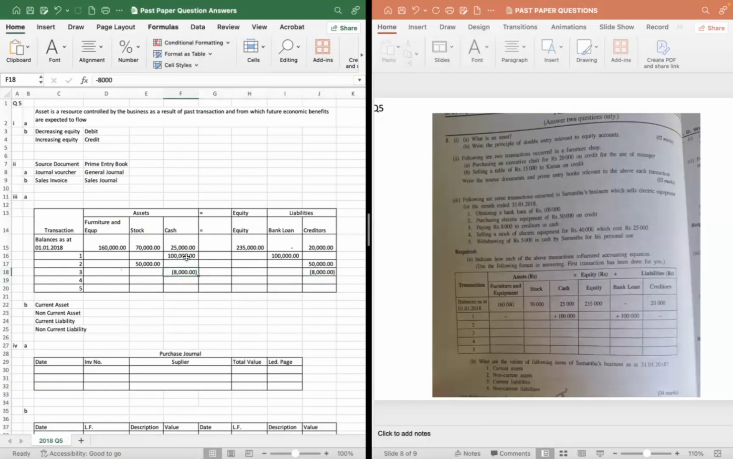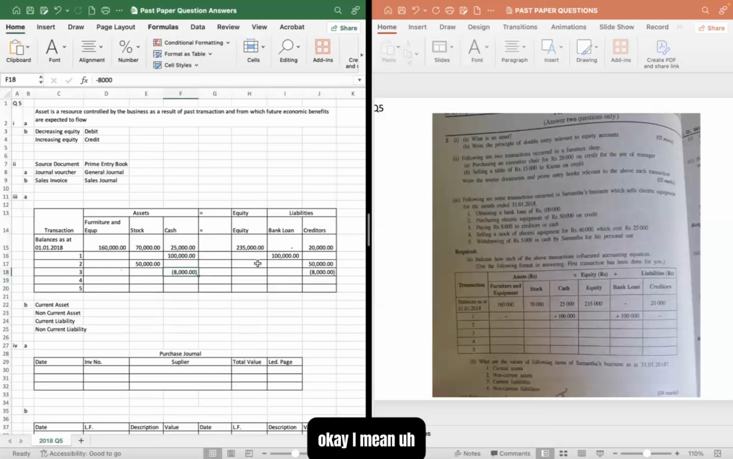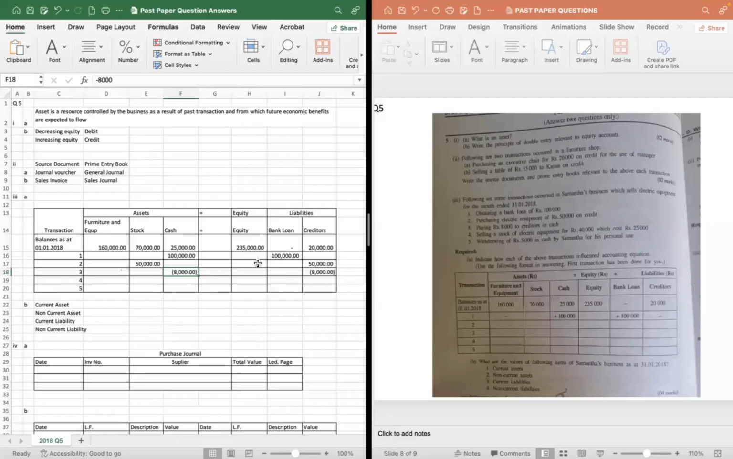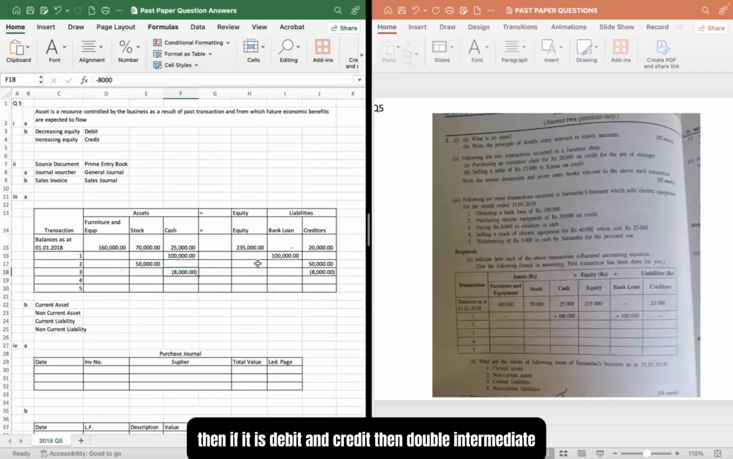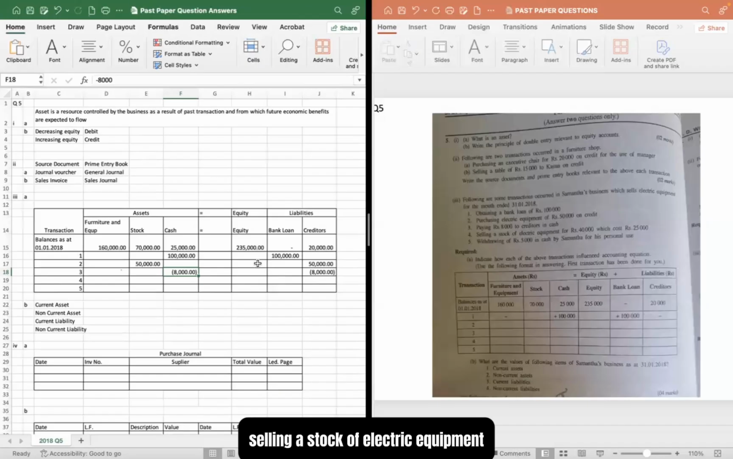So here they are not asking about the double entry principle. It's more like you have to understand, when you are taking a transaction, to which category it belongs. What is the class of that accounting element? If it is debit and credit, then it is the double entry principle. Then we are going to the fourth one, selling a stock of electric equipment for rupees 40,000, which cost rupees 25,000.